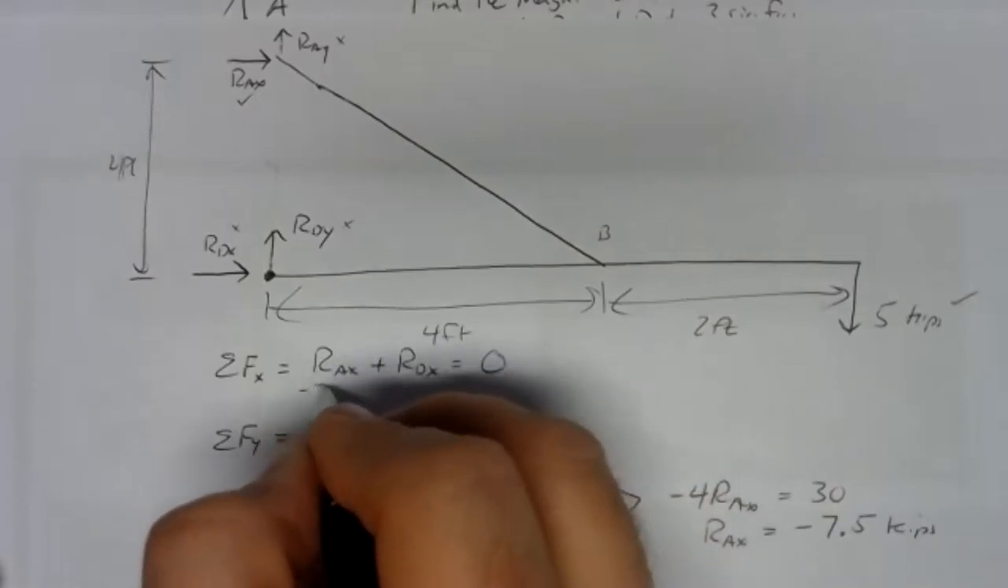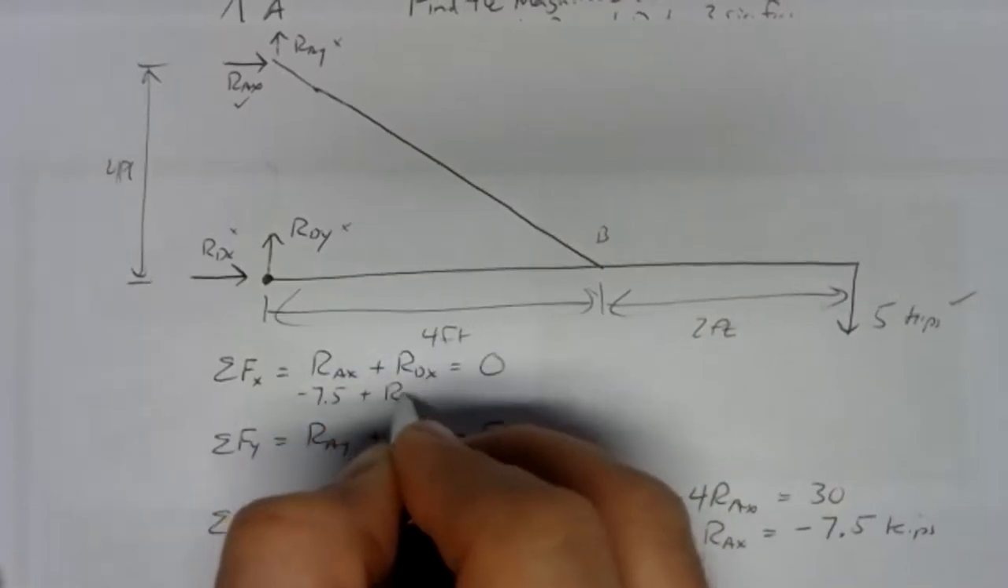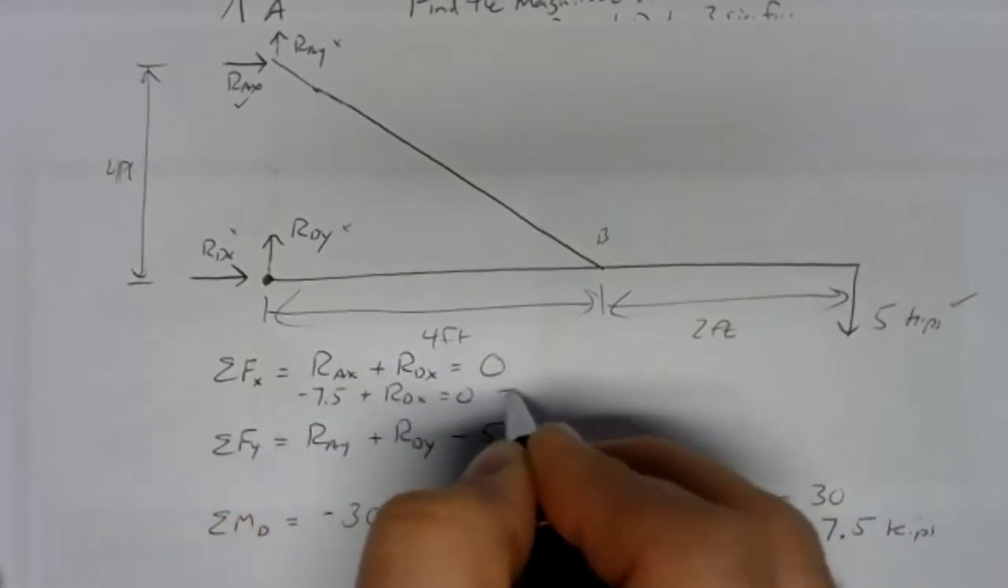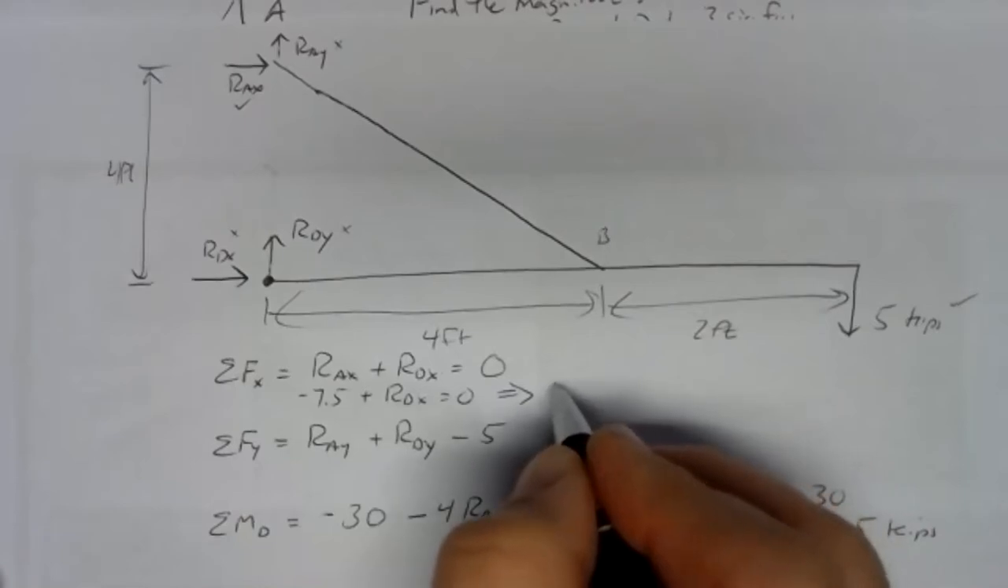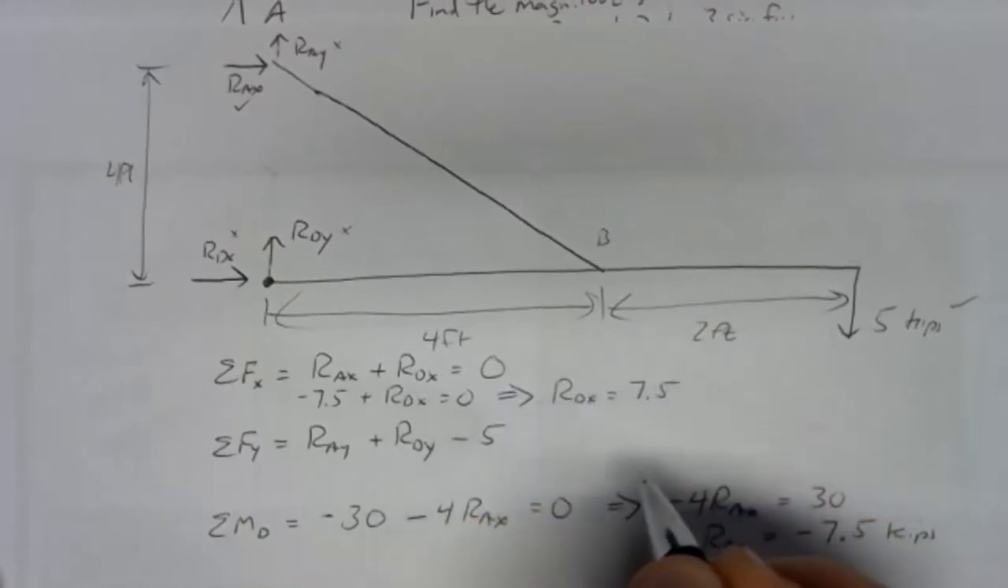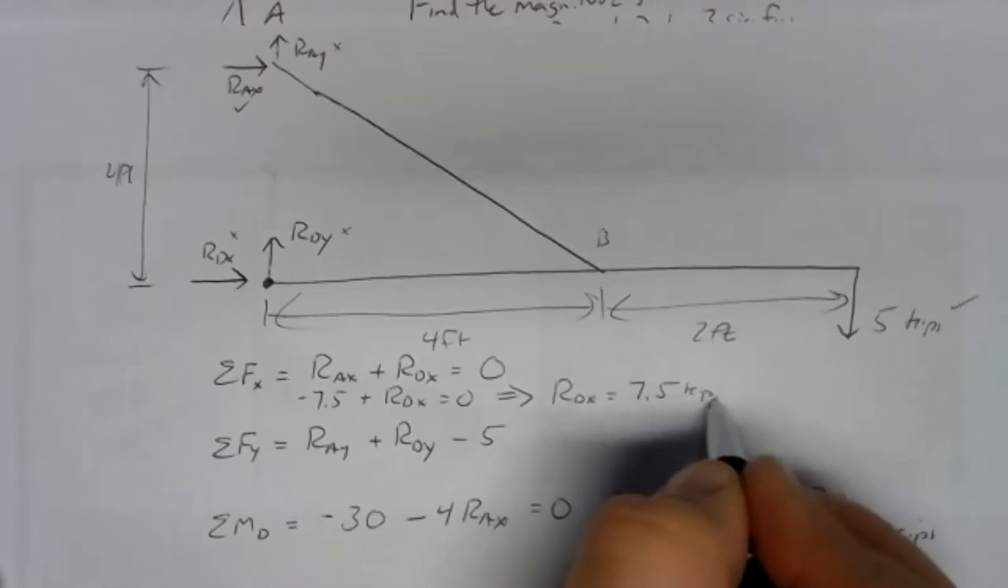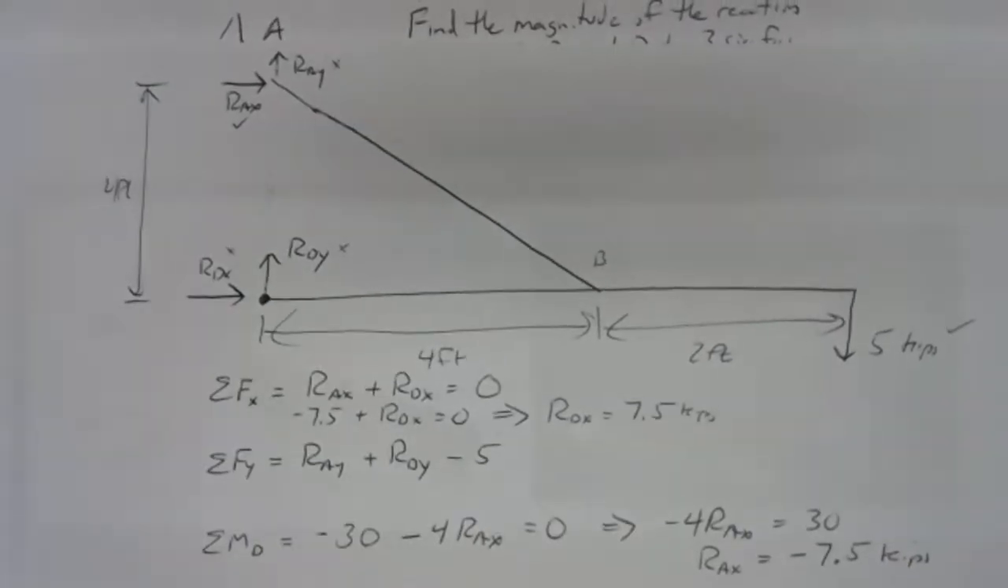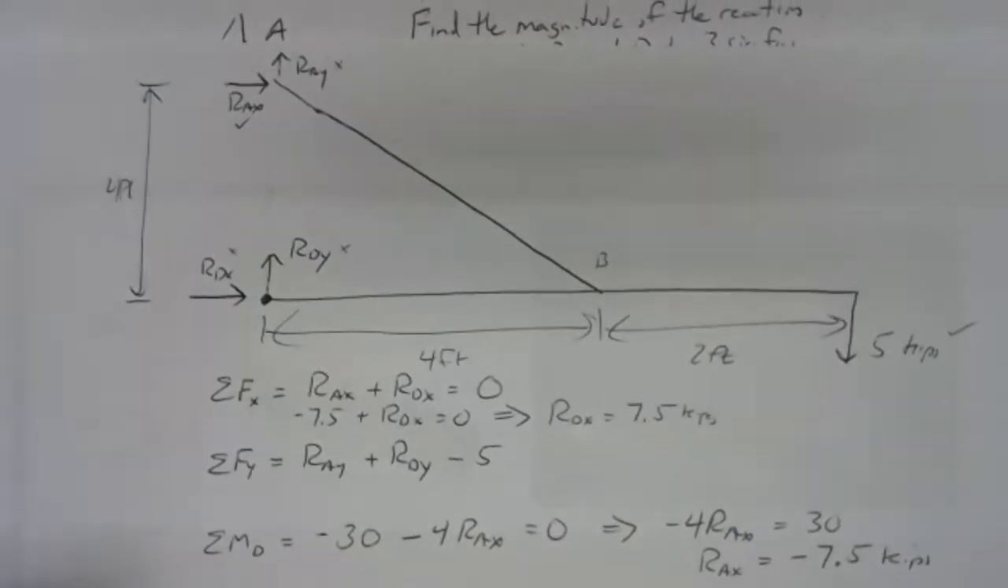I've got negative 7.5 plus RDX equals 0. So solving that's relatively easy. RDX is a positive 7.5 kips. And for a similar reason, we can kind of explain the reaction force there.